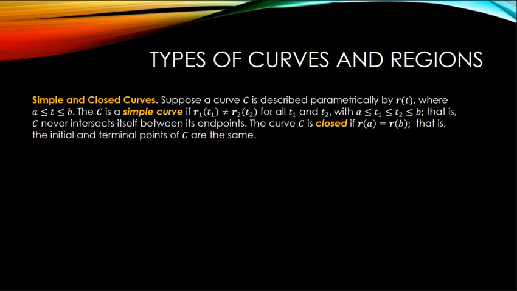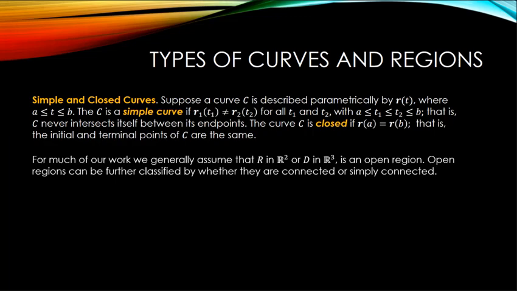The curve C is closed if r of a is equal to r of b. This says that the initial and terminal points of C have the same value. For much of our work, we generally assume that R in R2 or D in R3 is an open region.